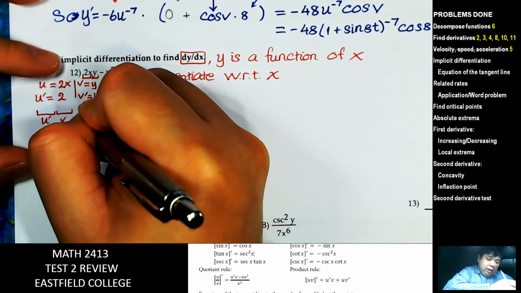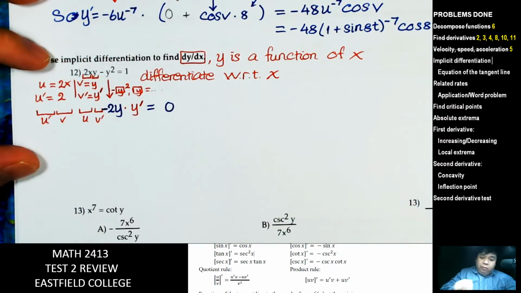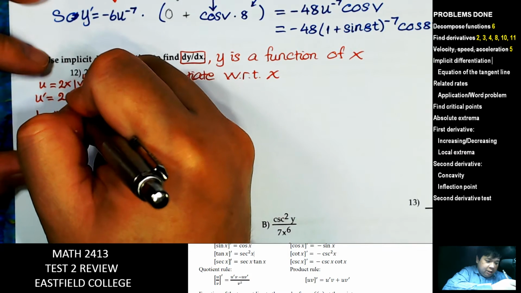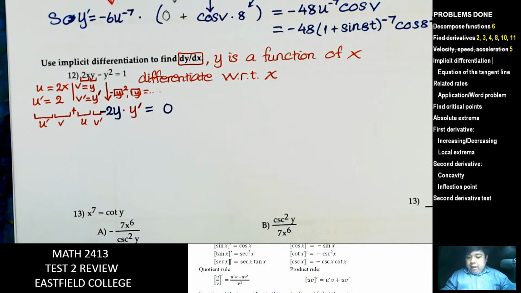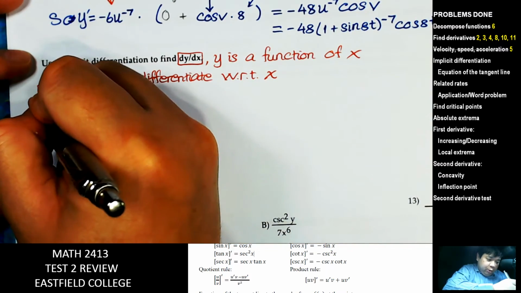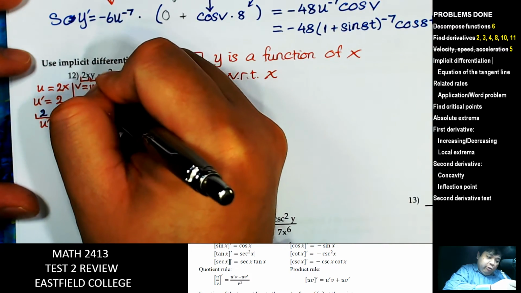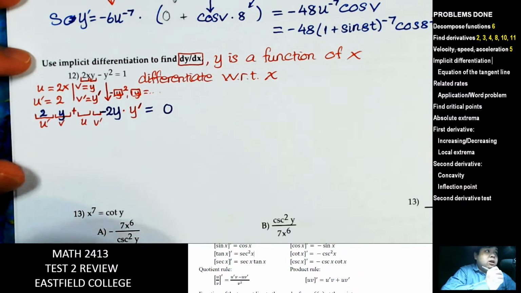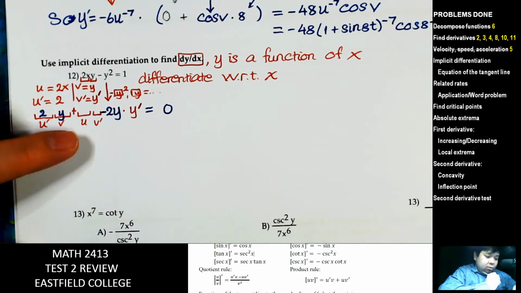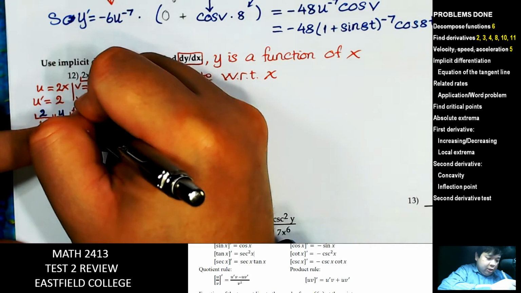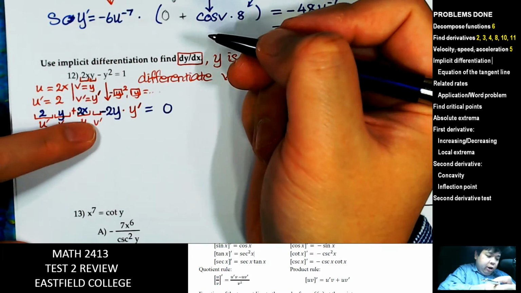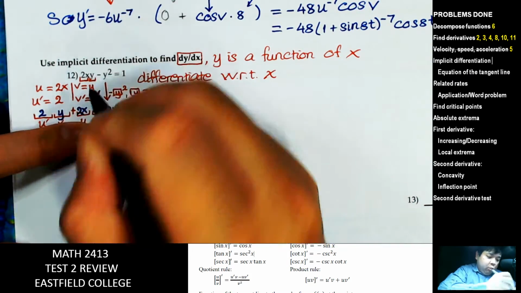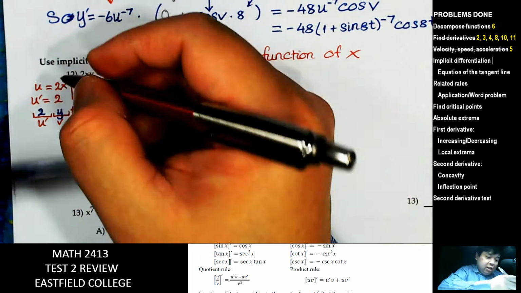u prime v, u v prime plus... sorry, let me square this up here. u prime is 2y, v is y, plus u is 2x, v prime is y prime. I'll put that in red.